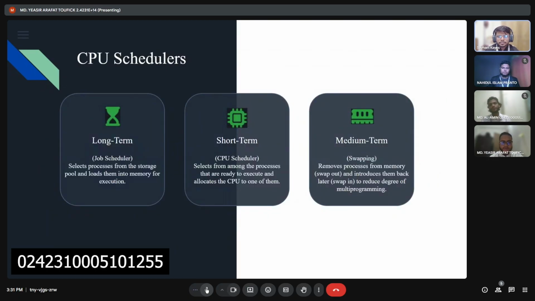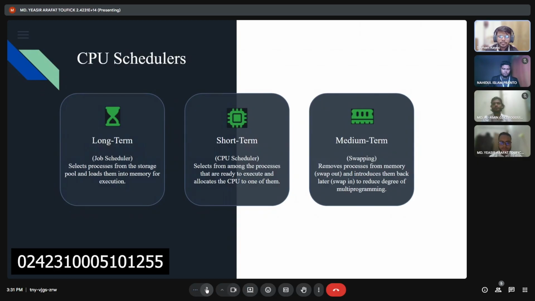CPU schedulers. We can see three types here: long-term, short-term, and medium-term CPU scheduling. The long-term scheduler, or job scheduler, runs infrequently, and it decides which processes from the job queue are loaded into memory to join the ready queue. This controls the degree of multiprogramming, how many processes are currently competing for the CPU.